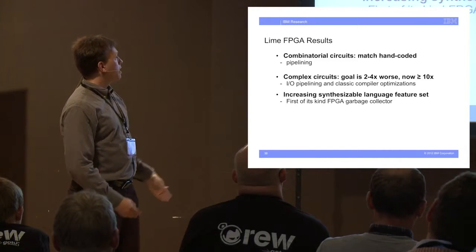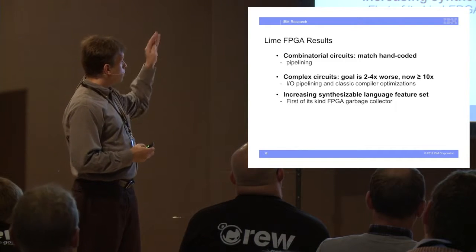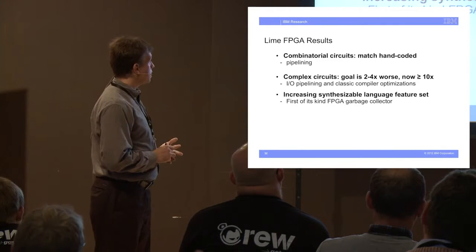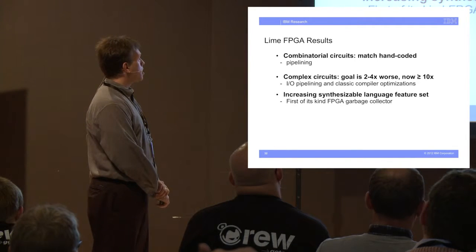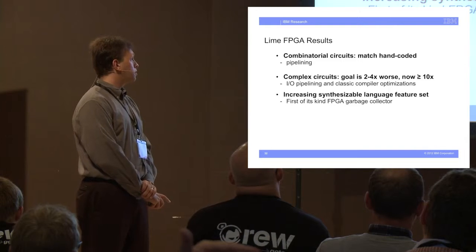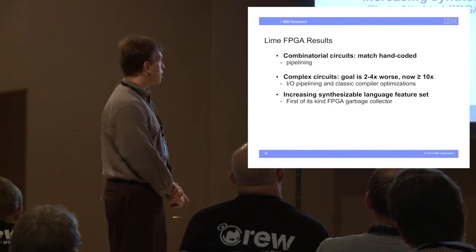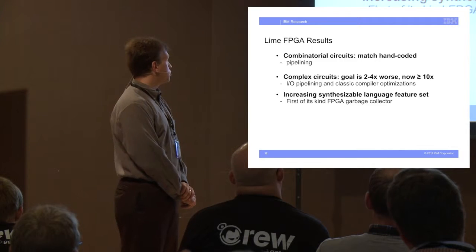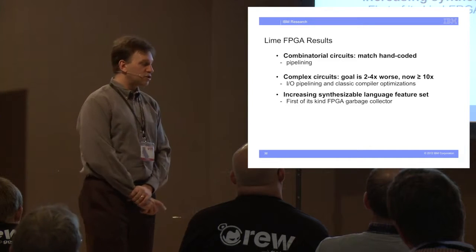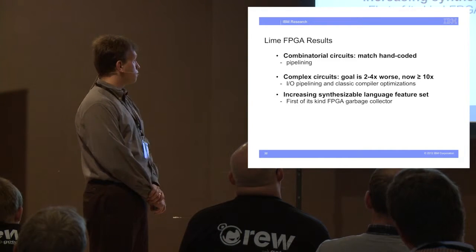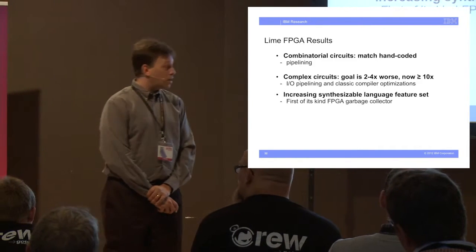For complex circuits right now, the compiler is worse by about a factor of 10, so we're doing a lot of work on I/O pipelining, and we're pretty hopeful that we're going to be able to get this down to within the ballpark, within a factor of 2 or 4 of what an expert programmer could do within the foreseeable future. Then you'll have to decide whether the productivity versus performance trade-off is worth it for you right now. And I think these numbers will just get better over time as our compilers mature.